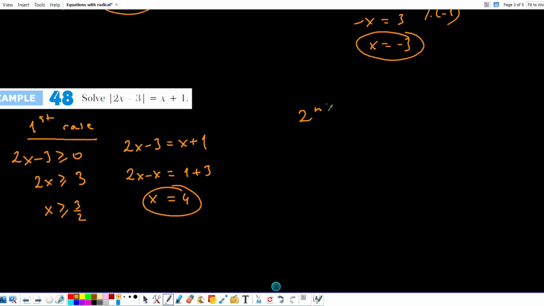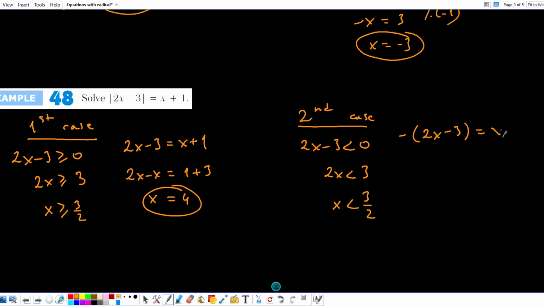Then second case, if 2x minus 3 is less than 0, then 2x is less than 3, x is less than 3 over 2. Now let's check our equation. If 2x minus 3 is less than 0, I am taking it out from the absolute value with a minus in front of it. Then it will become minus 2x plus 3 is equal to x plus 1.